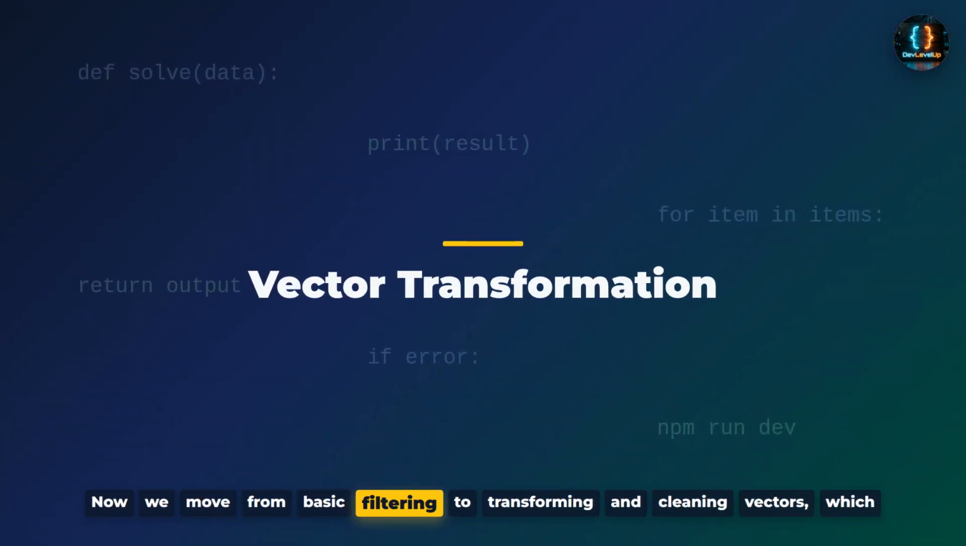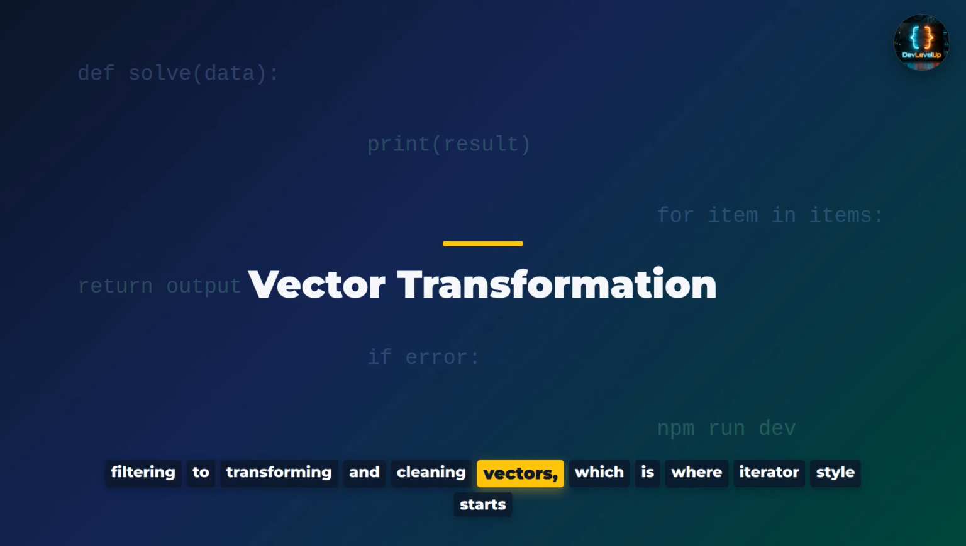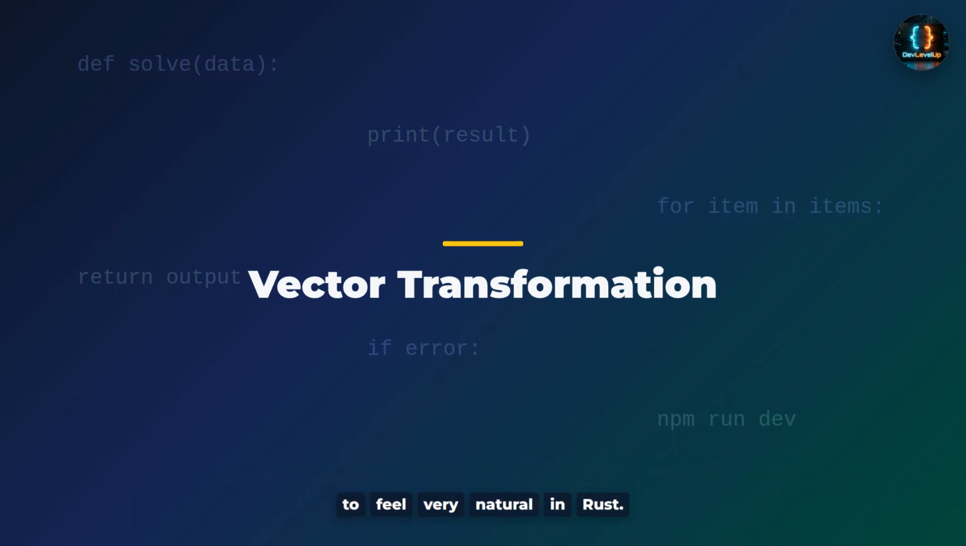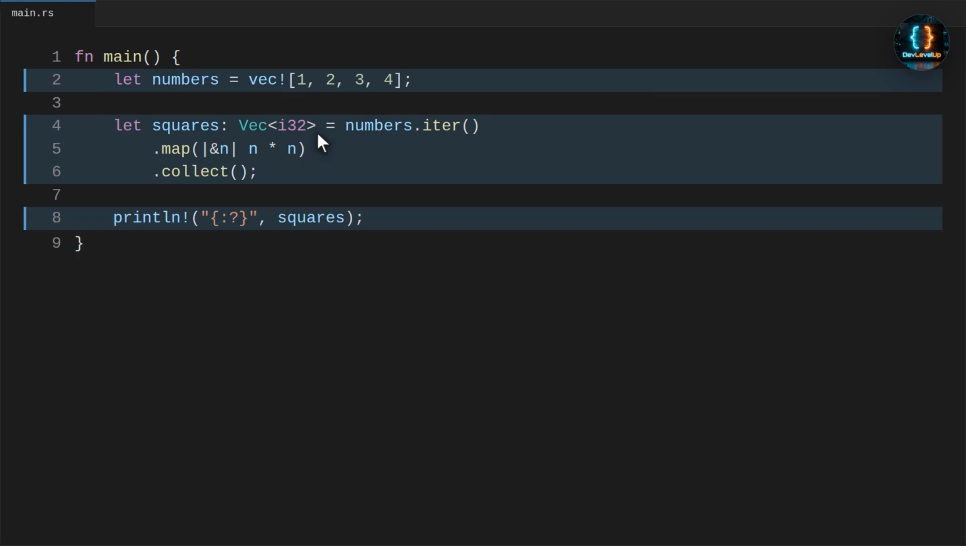Now we move from basic filtering to transforming and cleaning vectors, which is where iterator style starts to feel very natural in Rust. Many real programs need to apply the same calculation to every value in a dataset. Here we keep the original vector unchanged and build a new vector of squared values. Now we run the code and confirm the transformed list.